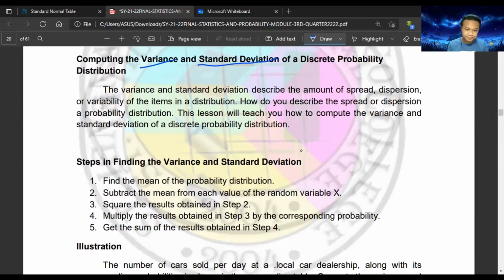For example, we made a histogram earlier in Excel. From the mean, which is usually at the center, how far apart is your data? How spread out are they? That is what the standard deviation measures.